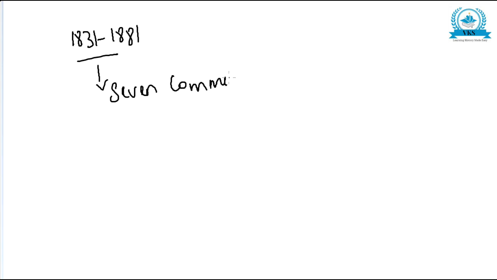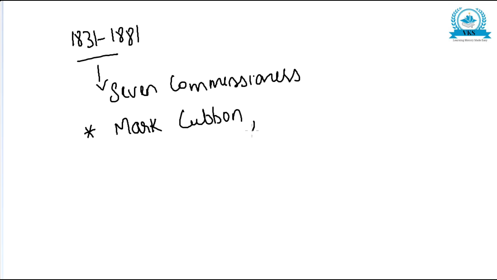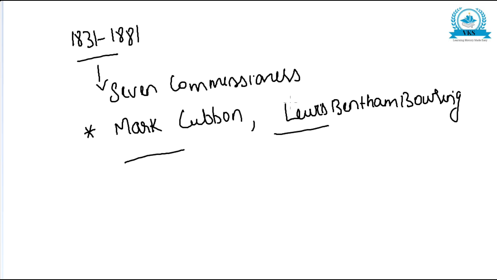Now, from 1831 to 1881, there were seven different commissioners who ruled Mysore during this period. Among the seven commissioners, the most important were Mark Cubbon, the first important commissioner, and another person, Louis Bentham Bowring. So these were the two important commissioners among the seven who ruled from 1831 to 1881. Now we are going to learn in detail about these two commissioners.